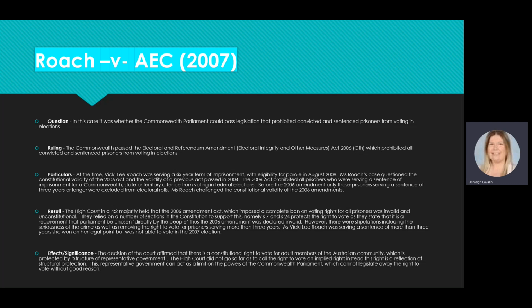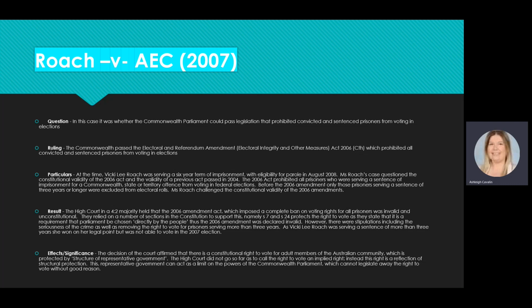Well, what is the main significance of this? This is the part that the assessors are looking for. The decision of the court affirmed that there is a constitutional right to vote for adult members of the Australian community, which is protected by the structure of representative government.